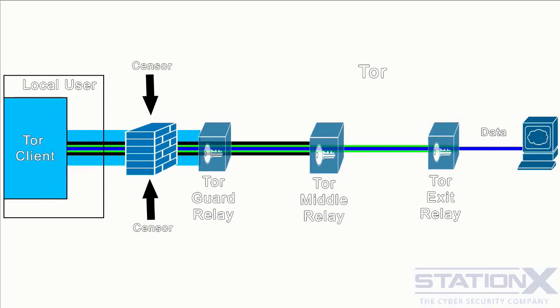Tor pluggable transports and obfuscation of traffic. If you are stuck behind a firewall or other such device, such as the one here on the diagram, that blocks ports, you may need to use relays that are open on ports 80 and 443, or whatever ports are allowed by that device that is blocking you.